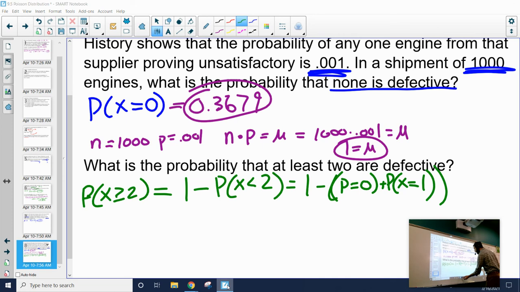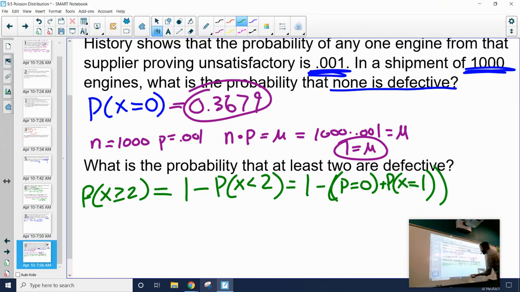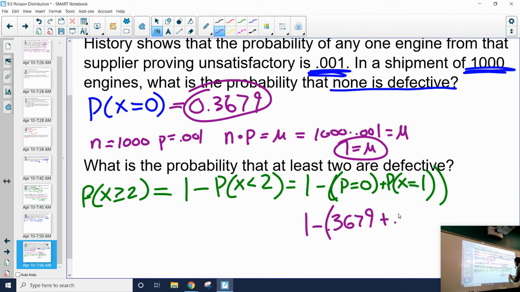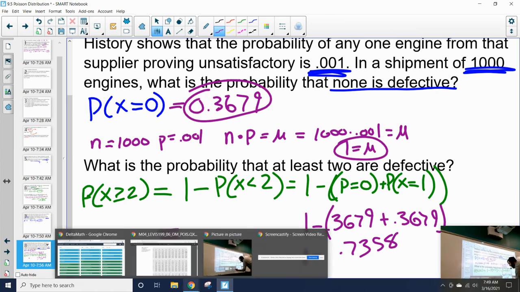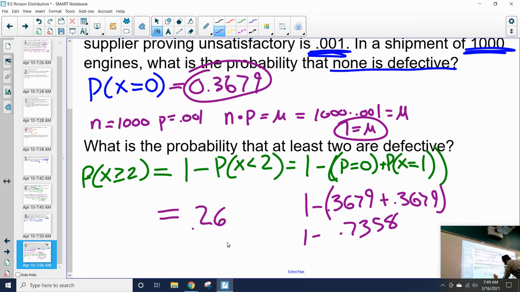So I need to find x equals 0 and x equals 1. I already know x equals 0, that's 0.3679. And x equals 1 is actually also 0.3679, because sometimes in Poisson distribution we get the same answer. So this is 1 minus 0.3679 plus 0.3679. Always add them together before subtracting from 1. We get 1 minus 0.7358 when they're added together, and then subtracting that, our solution is 0.2642. That is our probability of x being at least 2.